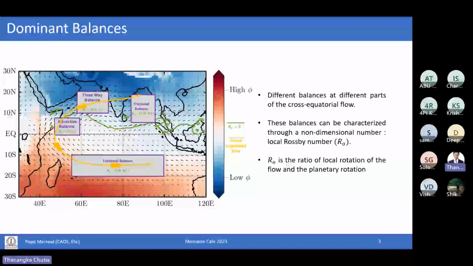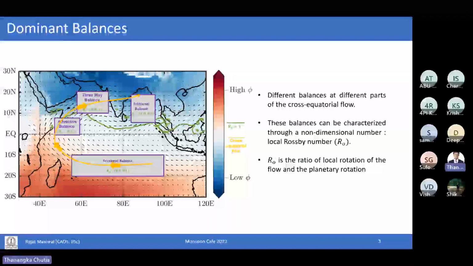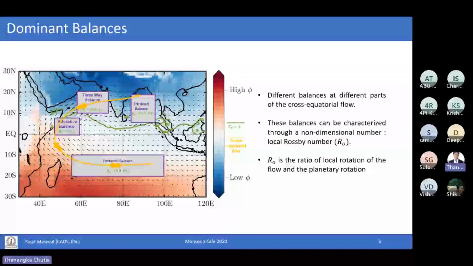Local Rossby number is just the local rotation of the flow divided by the planetary rotation. And we see that when the Rossby number is very small, of the order of 0.01, you have a frictional balance. And when this local Rossby number becomes close to 1, we get into a situation where we start getting an advective balance.